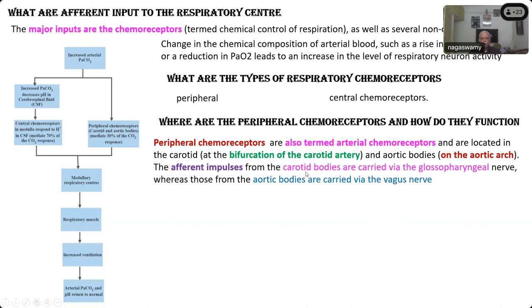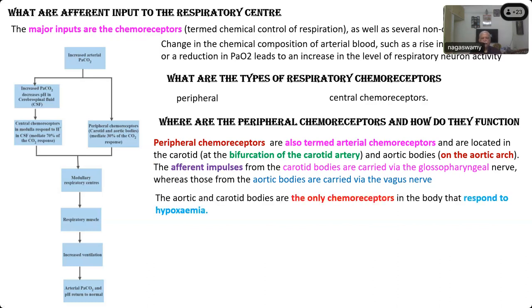The afferent impulses from the carotid body are carried via the glossopharyngeal nerve, and those from the aortic bodies via the vagus nerve. Earlier we saw how they communicate: the nucleus tractus solitarius of these two nerves, glossopharyngeal and vagus, is situated close to the dorsal respiratory group. So there is an intercommunication. That is how the message is transferred. Now the aortic and carotid bodies are the only chemoreceptors in the body that respond to hypoxemia also. Whereas the central chemoreceptors respond only to carbon dioxide. So hypoxemia is sensed only by the peripheral aortic and carotid bodies.